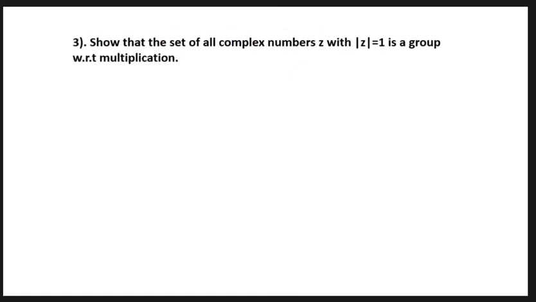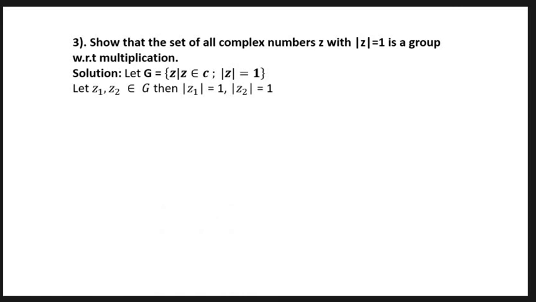Third problem. Show that the set of all complex numbers Z with modulus of Z equal to 1 is a group with respect to multiplication. Now let us consider the set G equal to Z such that Z belongs to complex numbers and modulus of Z is equal to 1. Take two arbitrary elements Z1 and Z2 belonging to G. Then modulus of Z1 is equal to 1, because in the set it is defined as modulus of Z equal to 1. Therefore, modulus of Z1 is 1, and modulus of Z2 is also equal to 1.